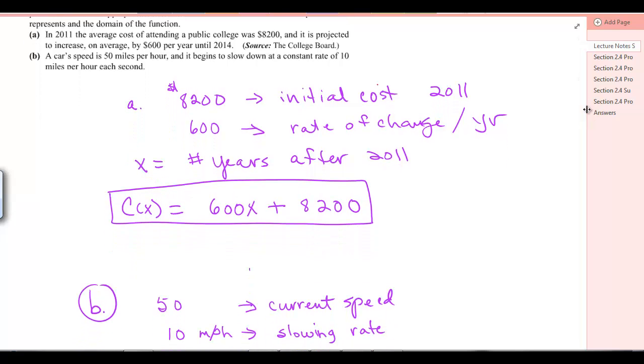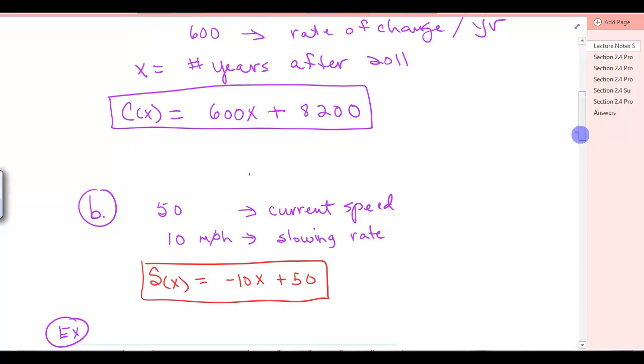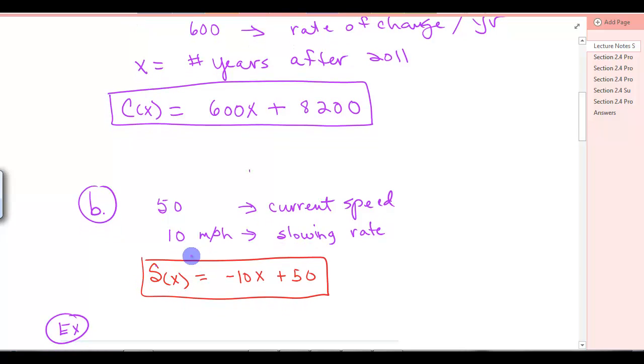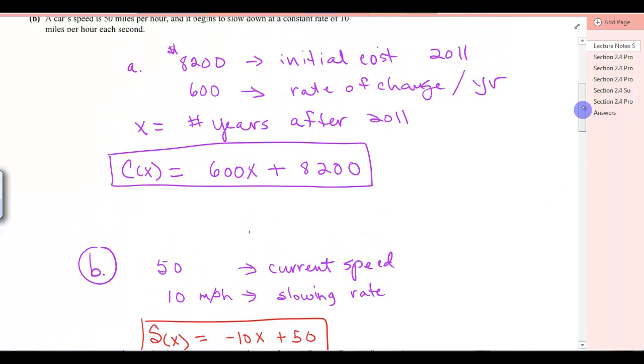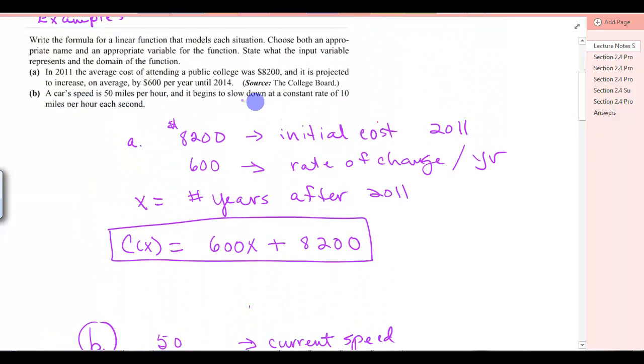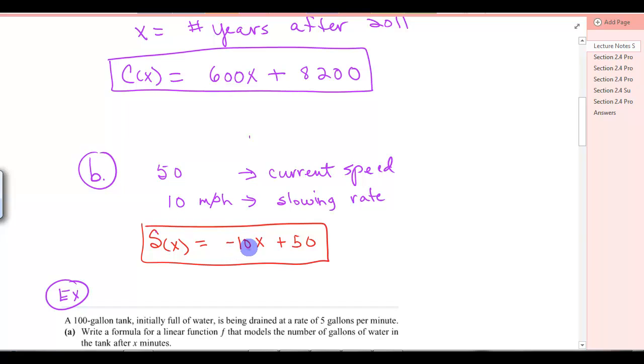All right, let's look at B. In B, a car's speed is 50 miles per hour, and it begins to slow down at a constant rate of 10 miles per hour each second. All right, so we're talking about speed. So if we call it S of x, and why do I have 10 miles per hour is how it's slowing, and it started at 50. Why do I have negative? Because in our data, we're told it's decreasing, slowing down. That's a decrease. So we're going to have a negative slope. So it would be S of x equals negative 10x plus 50.